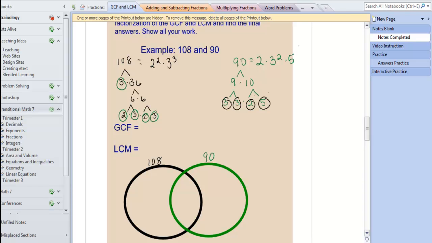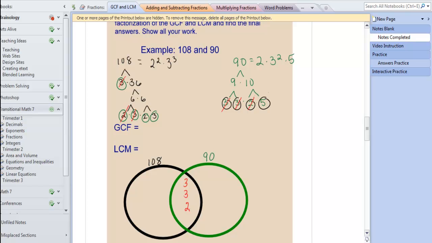So now I'm going to use what's called a Venn diagram to figure out my GCF and LCM. The first thing I'm going to do is find all the numbers that they have in common and write those right here in the middle of my Venn diagram. So they both have a 3 in common, so I'm going to write a 3 in the middle. They both have another 3 in common, I'm going to write another 3. They both have a 2 in common, I'm going to write another 2. Do they have anything else in common? No other prime factors in common.